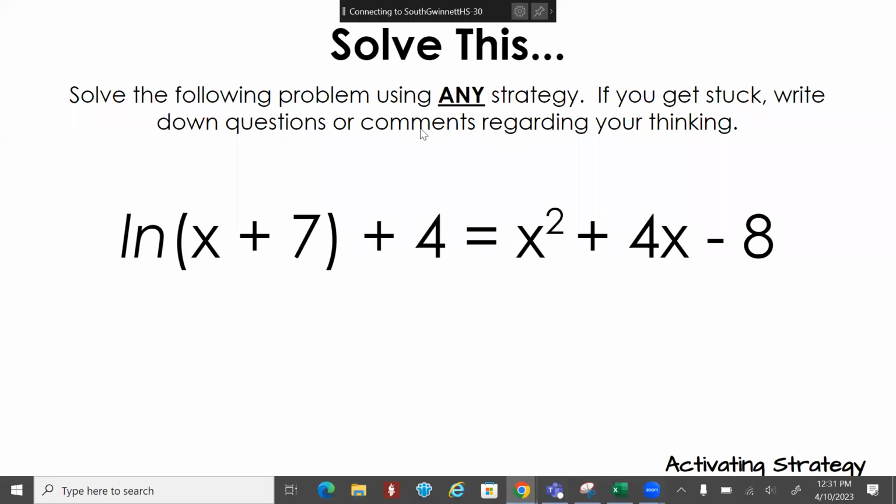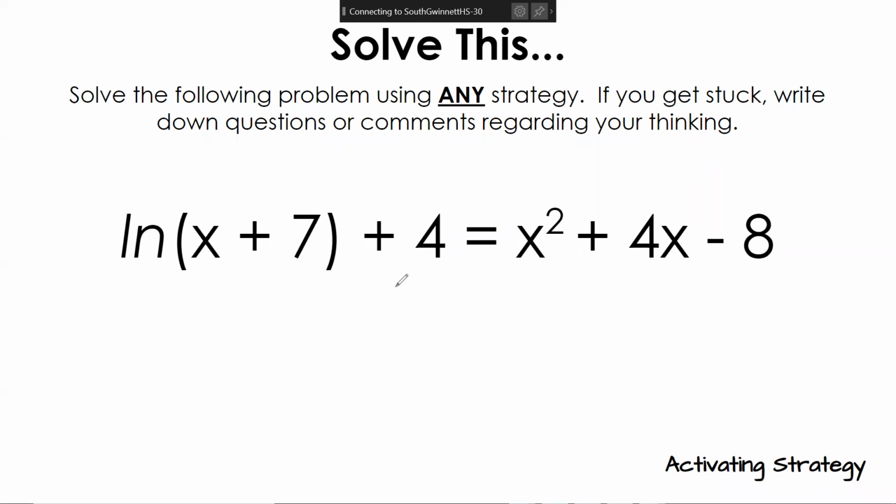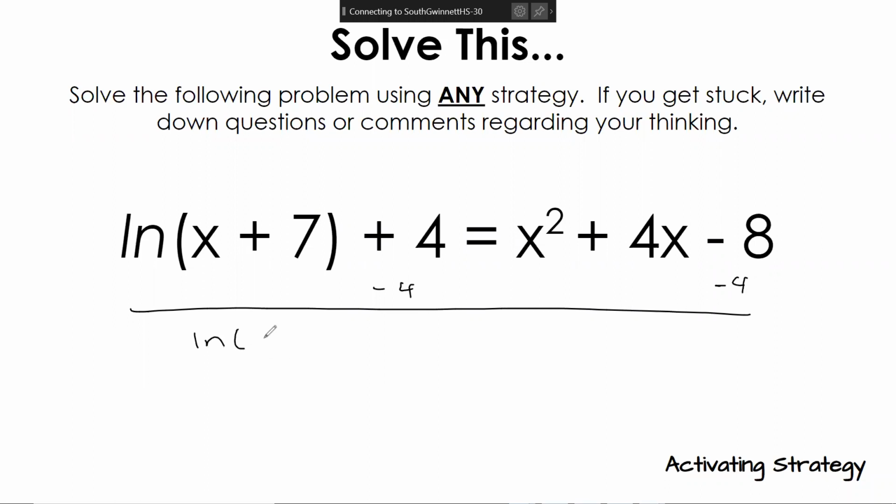Going to go about solving this. Okay, what would be the first thing that you would do? Subtract 4, and then you would probably get to this point where you would have something like this, right? And then you would be like, all right, now I'm going to do the circle of life in order to solve. So remember, ln is the same thing as log base e. So we could rewrite this as log base e of x plus 7.